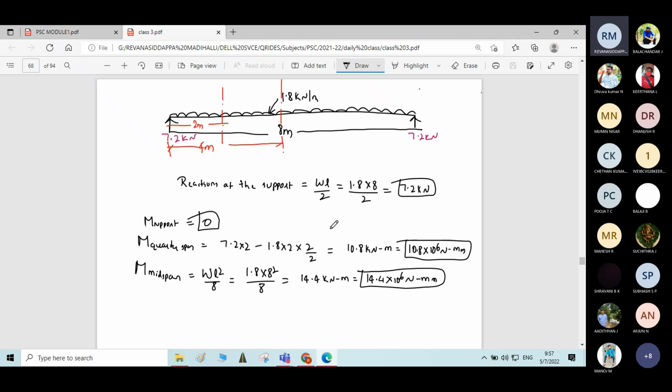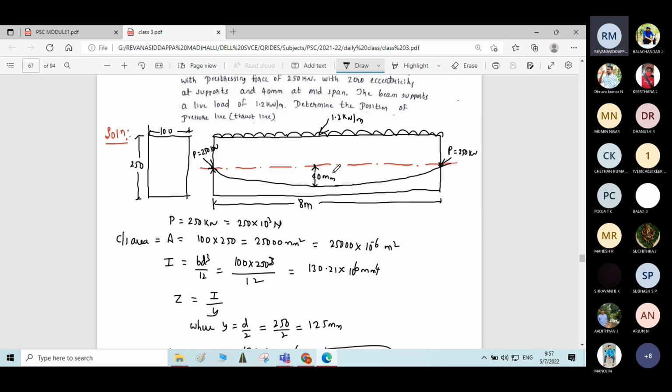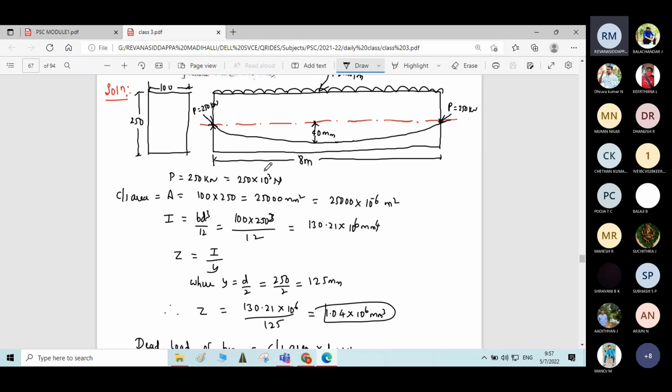Now we got the moments. Then what else we need is the eccentricity of the cable at quarter span, support and mid span. At support, the cable has an eccentricity of 0. At mid span we have an eccentricity of 40 mm, but we don't know the eccentricity at the quarter span.